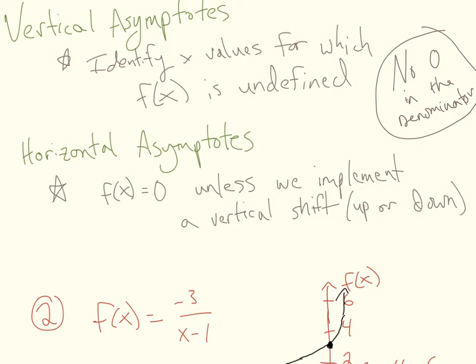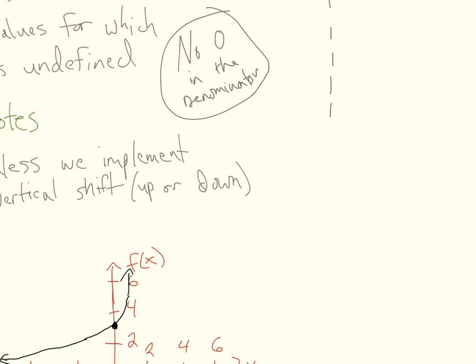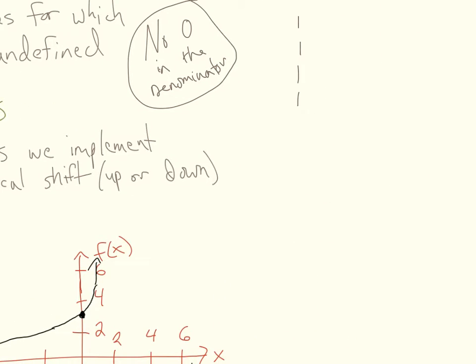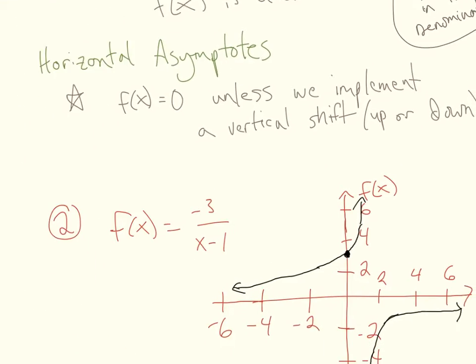Horizontal asymptotes, this is usually f of x equals 0 for reciprocal functions, unless we do some type of shift, some type of vertical shift, up or down. And we'll look at some examples of that. And remember, a horizontal asymptote will use dashed lines again, and it'll go side to side. Okay, awesome. Let's check out number 2.